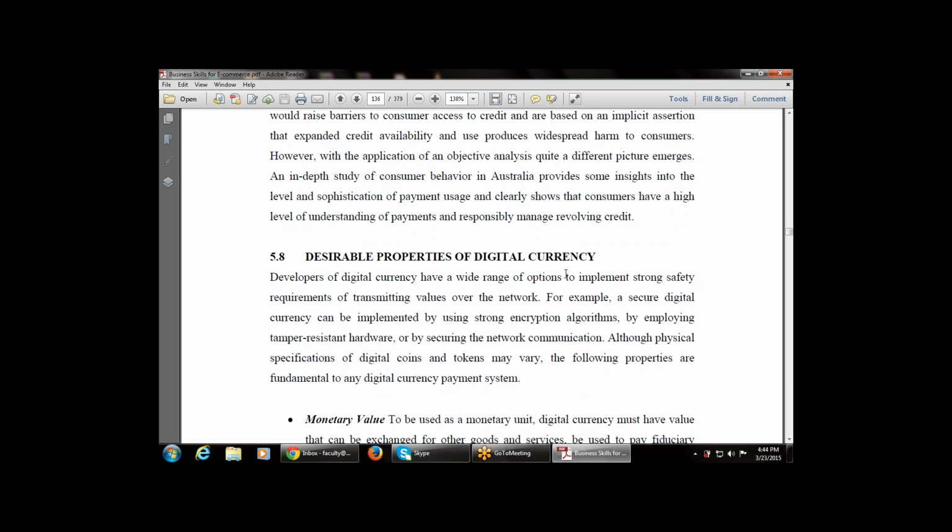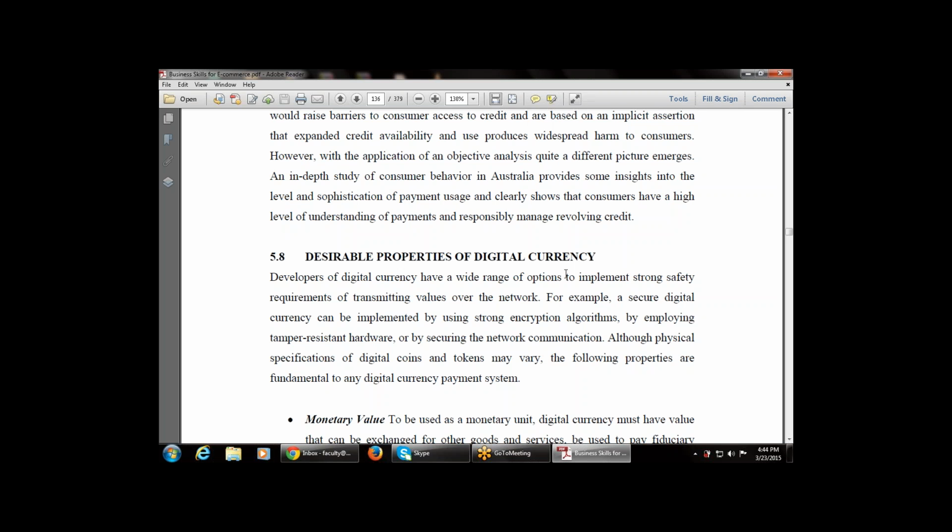So whenever I say developer of digital currency, that is who developed the digital currency. What is a currency? That is the payment mode, the money by which we can make the payment. And when we say digital currency, that is whenever we make the payment online. It has a wide range of options to implement strong safety requirements of transmitting values over the network. For example, a secure digital currency can be implemented by using strong encryption algorithms.